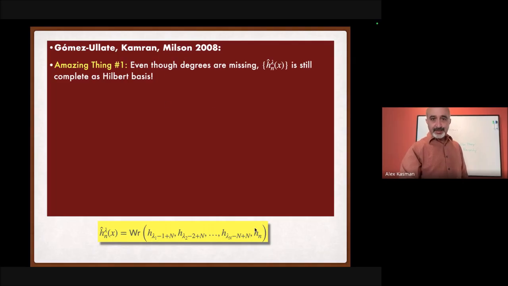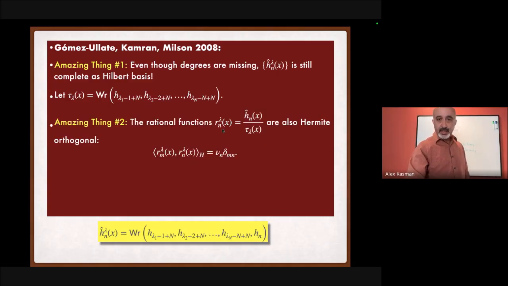As I said, one of the amazing things here is the completeness. That's not something that I'm going to focus on, but with these polynomials, you're still able to write every polynomial as an infinite linear combination of these, despite the missing degrees. If you take the Wronskian of just these n, so if you drop this last one off and call that function tau lambda, that's necessary for talking about the orthogonality any way you're going to do it. The way I like to do it is I like to say that if you take these polynomials, the exceptional Hermites, and divide them all by the same denominator, this tau lambda, you get rational functions that are orthogonal with respect to the Hermite inner product.